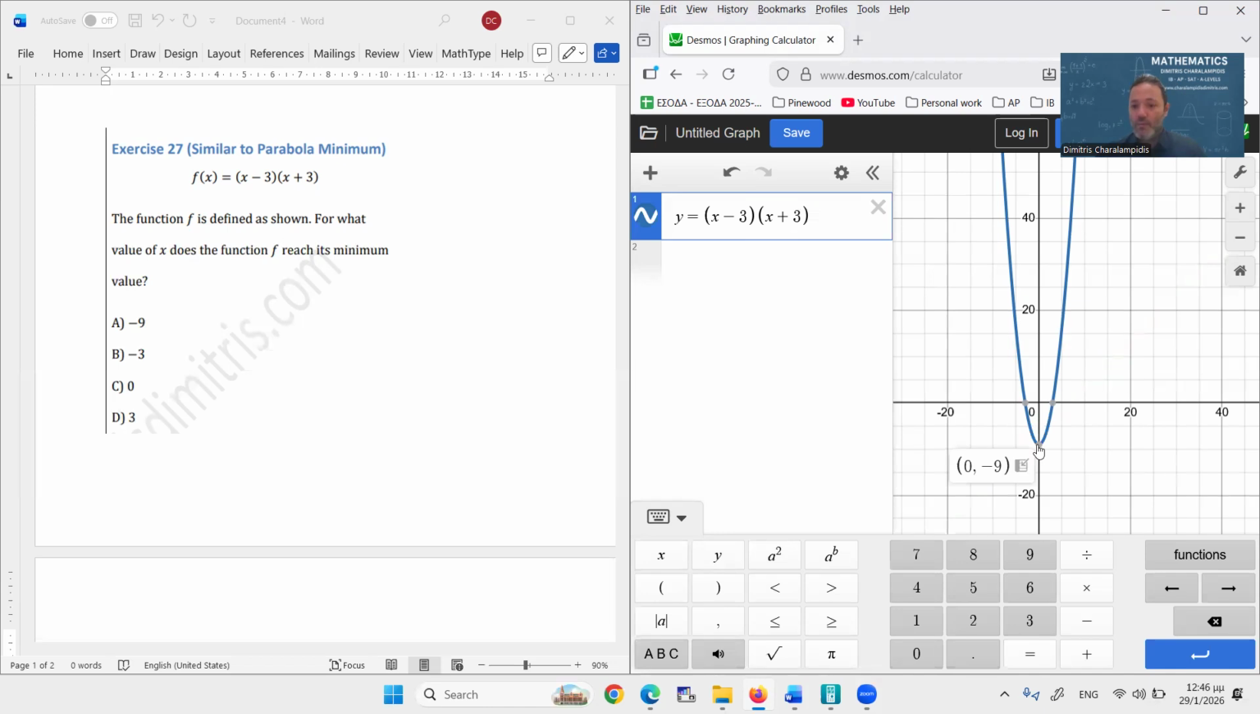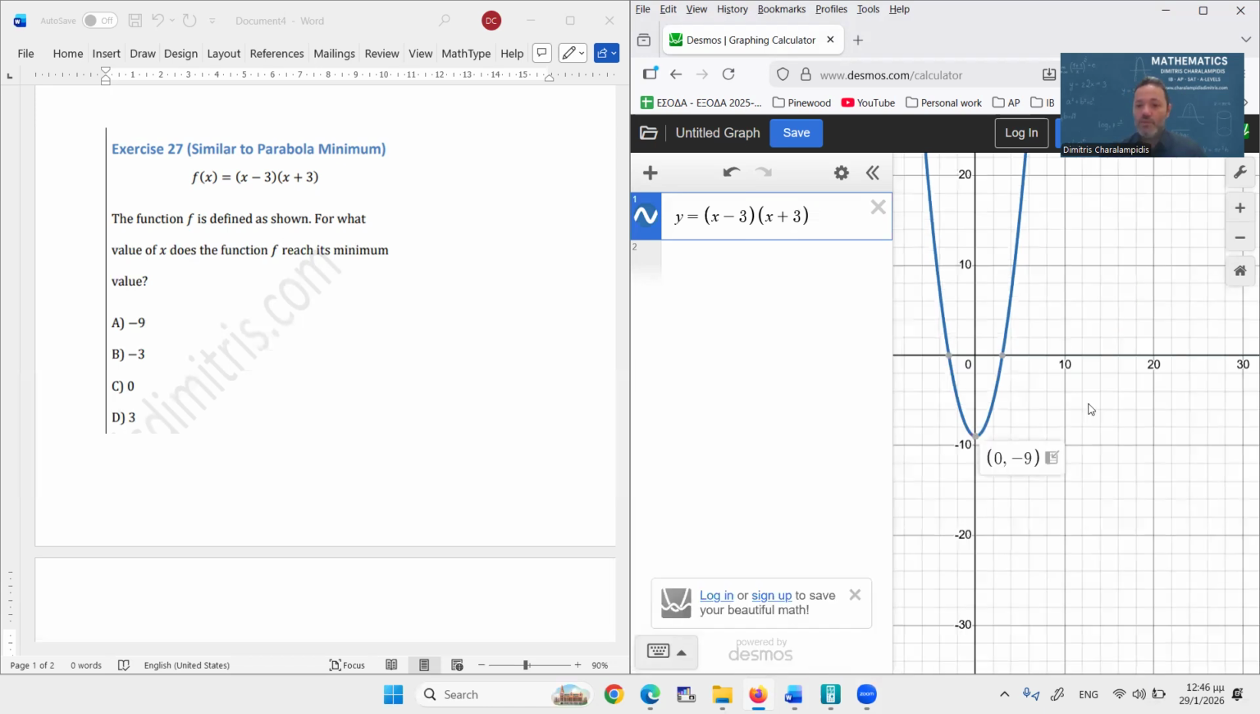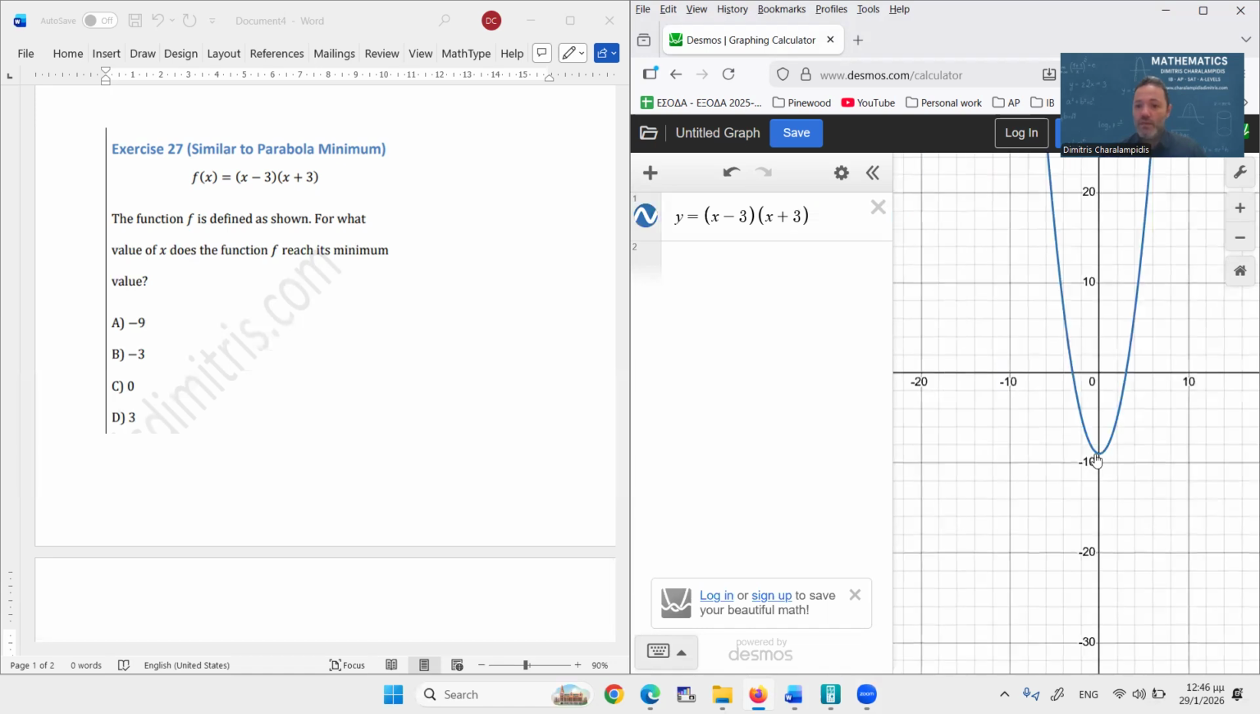The minimum should be here. Desmos has already found it. It's the point with coordinates 0 and negative 9.